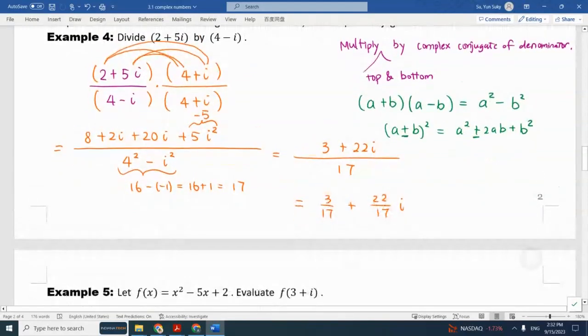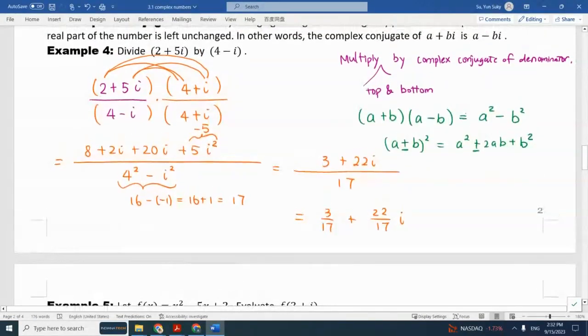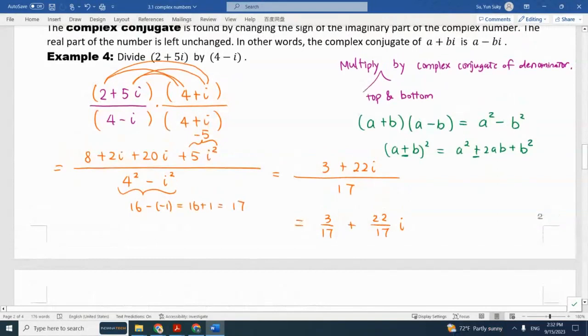Before we get into the next example, I want you to do one more exercise. Everybody do, let me just make up something: (7 minus 3i) divided by (2 plus 5i). Do that on a piece of paper, or if you have some room somewhere on your worksheet, do this.